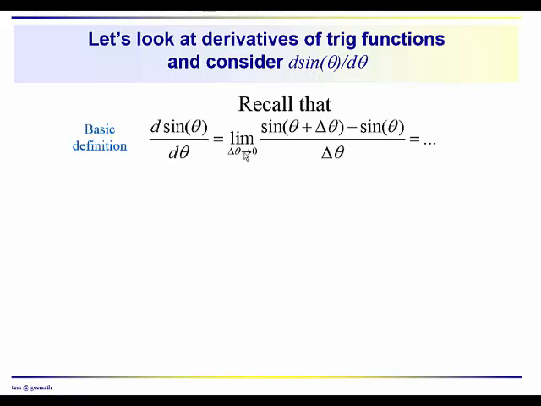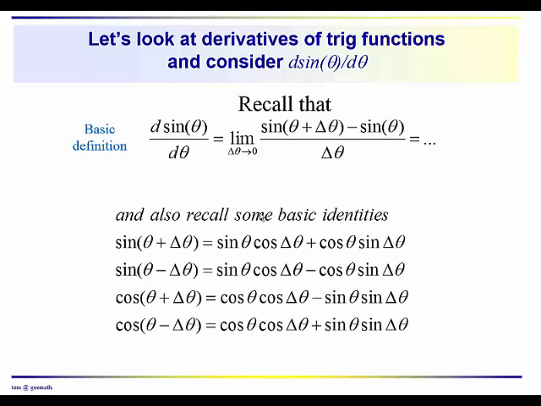Remember what the basic definition of the derivative is. We're evaluating in the limit that delta theta goes to 0, sine of theta plus delta theta minus sine of theta over delta theta. This would be like y plus delta y. So we have some basic identities that we can use to work through this. You know that the derivative of the sine of theta is equal to the cosine of theta. So what we want to do is just show how that comes about.